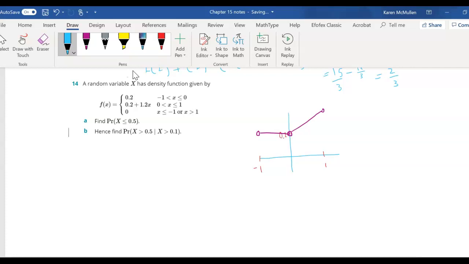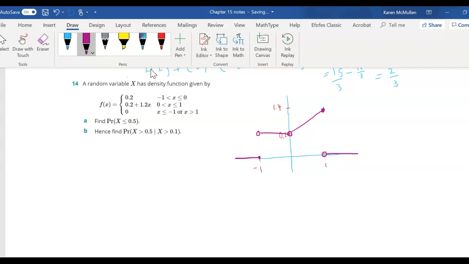So that's going to be 1.4. Let me just go up a bit. Not a very accurate scale, but anyway, 1.4. And then everywhere else it's 0. So when we're less than -1, it's 0, and it should be a closed circle, and this is an open circle. All right, so there's our graph.